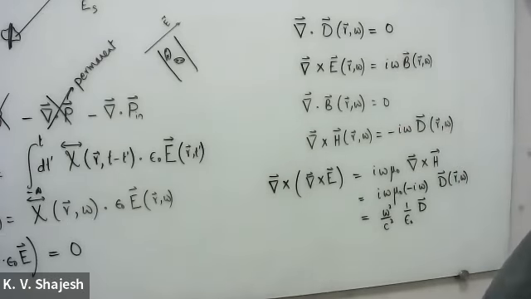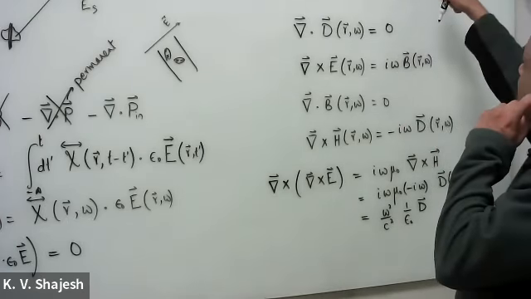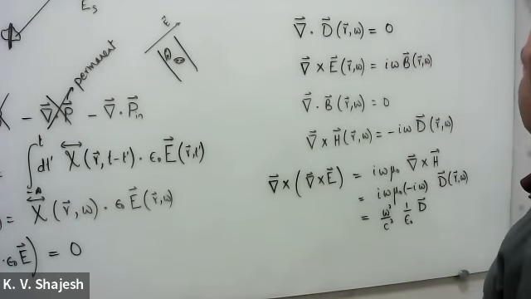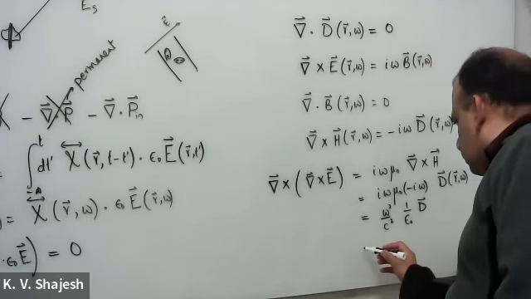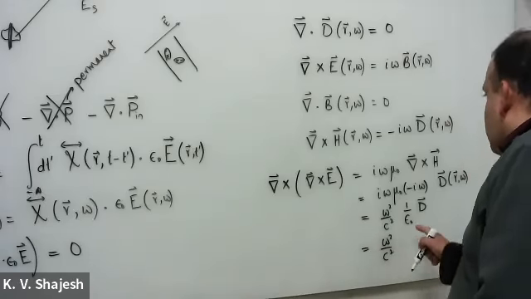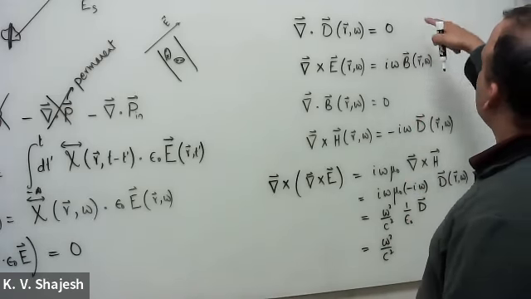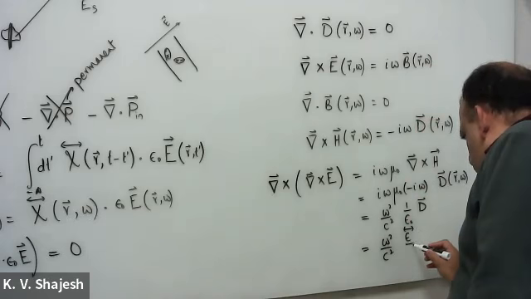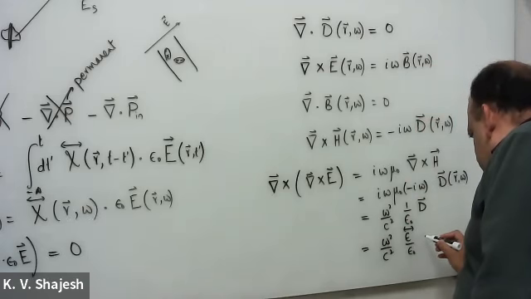Let's rewrite it a little bit. So actually, write it here. So D is epsilon, right? So that's your epsilon. So let me write that as omega square over C square. This is epsilon over epsilon naught times E dot with E.